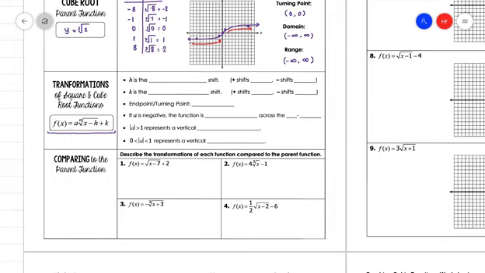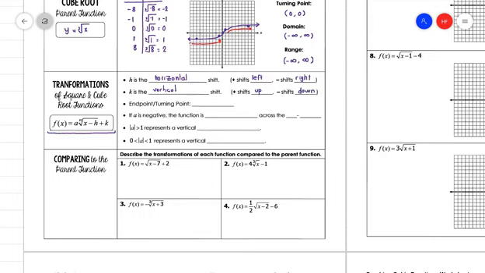So h is the horizontal shift. So plus h, remember on the inside we go opposite. So our h's are opposite. So a plus h will shift us left, and minus will shift us right. So it's the opposite with our h's. And with our k, it's as is because k is vertical. And so a plus k will move us up, and minus k will move us down.